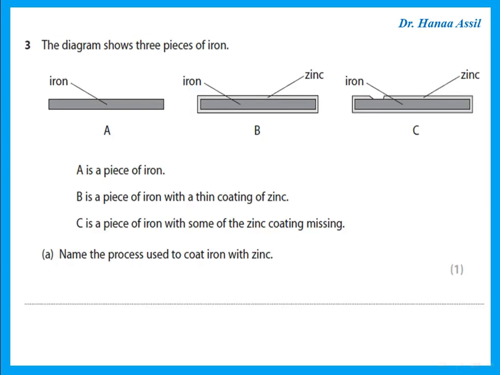The diagram shows 3 pieces of iron. So I have a piece of iron without anything covering it. B has iron with a layer of zinc coated on it, and C has the layer of zinc, but part of it has been removed. So name the process used to coat iron with zinc. Remember that one of the methods to protect iron from rusting is to cover it with a layer of zinc by spraying or dipping. This is called galvanizing or galvanization.